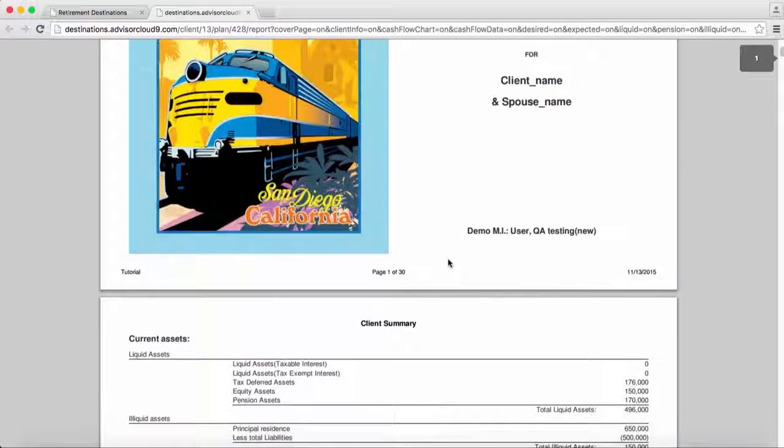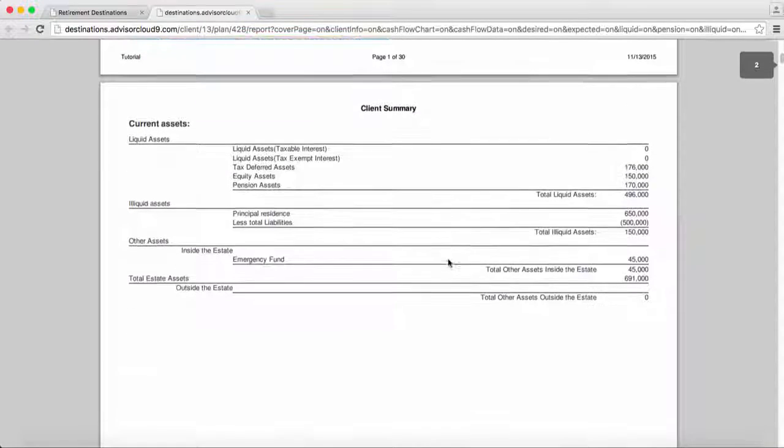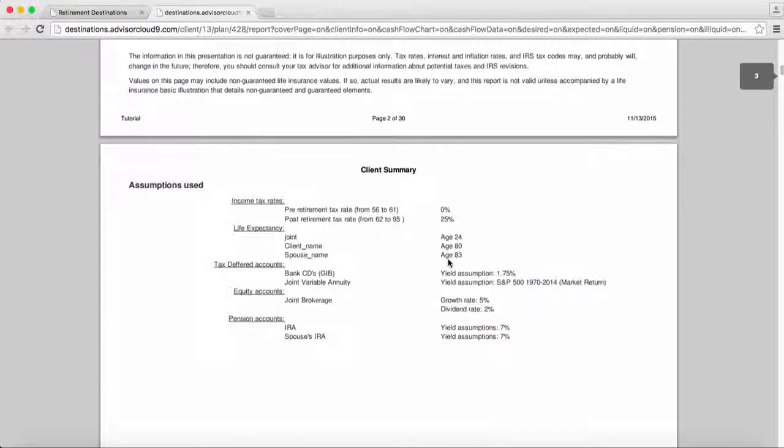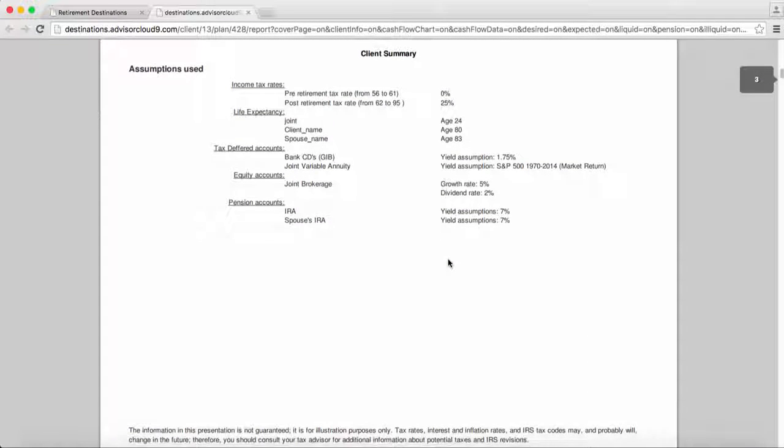The first data page is the client summary. This is a snapshot of all of the client's assets, both liquid and illiquid, along with any liabilities on those assets. The second page of the client summary details tax rates that were used and itemizes each investment account. If static returns were used for these accounts, they will be displayed, and if market dynamics were used, the time period in which returns were calculated will be shown.